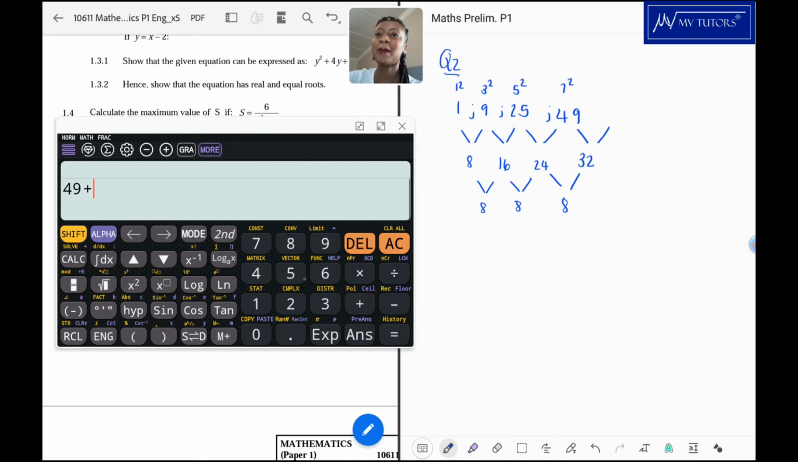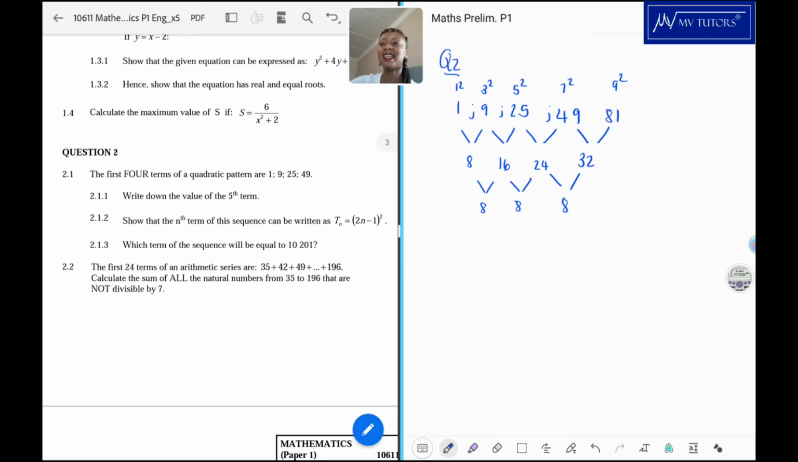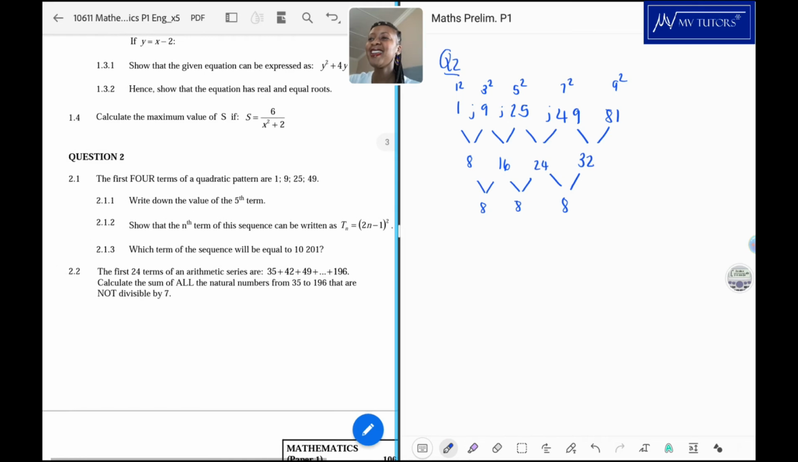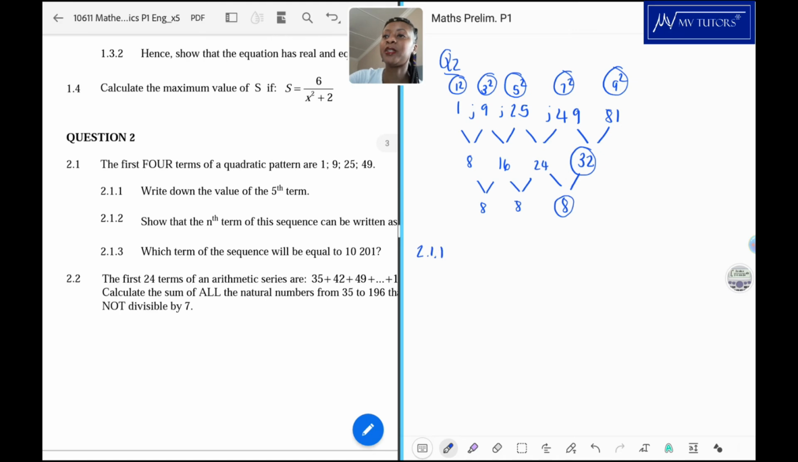So 49 plus 32. But you know how I would know what the next number is? It would have to be 9 squared. But let's see: 49 plus 32, yes, 81, which is 9 squared. It is 1 mark, so you shouldn't really think that much about it. Either you recognize this trend, or you calculate it like I did. Both ways are applicable. So 2.1.1 is actually 81.